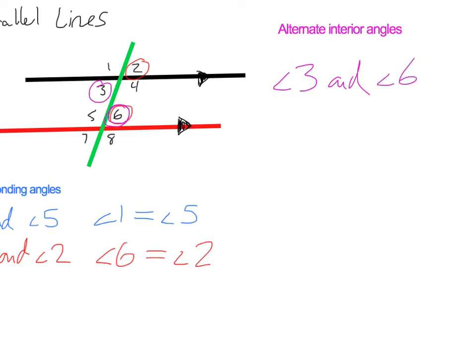But when we have parallel lines, guess what? Angle 3 not only is the alternate interior angle to angle 6, but it also equals angle 6. They have the same exact measure. And you could also deduce that angles 5 and 4, those are alternate interior angles, and they're also going to have the same measure. Okay, they are congruent angles.